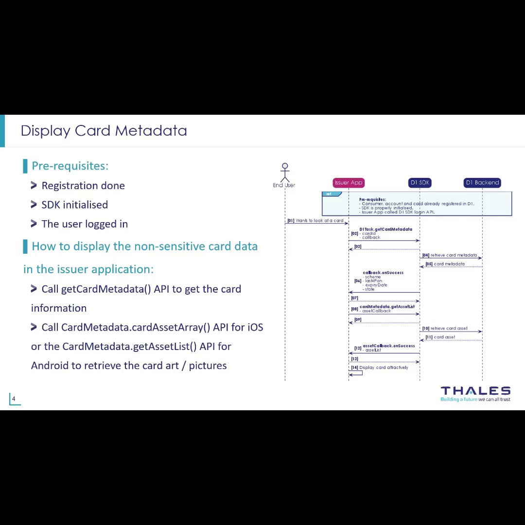Next, please call getCardMetadata API with card ID as parameter. When the SDK receives this call, it will connect to D1 backend and download the appropriate data. Then the D1 SDK indicates the result of the getCardMetadata call in the success callback. There is a possibility to download card asset, the card artwork, by calling the getAssetList for Android or card asset array for iOS as mentioned in step 8.